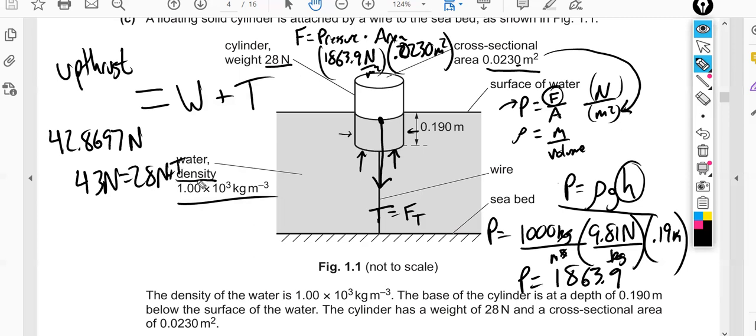And so now the tension just kind of solves itself, right? It's going to be the difference between 43 newtons and the weight, 28 newtons. So you get a force of tension equal to 15 newtons. 15 newtons of tension holding it down, 28 newtons of weight pulling it down, balances the 43 newtons of upthrust that we just solved for.